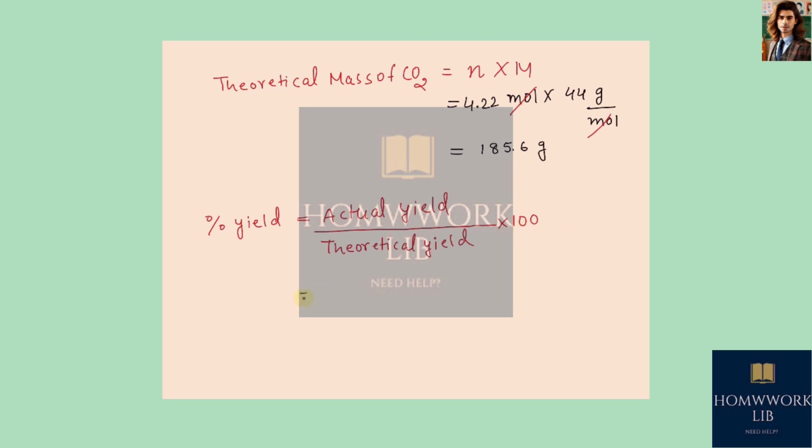The actual yield we have is 175 grams divided by the theoretical yield, that is 185.6 grams into 100. On solving this we are getting the percentage yield of carbon dioxide equals to 94.2%. This is the answer.